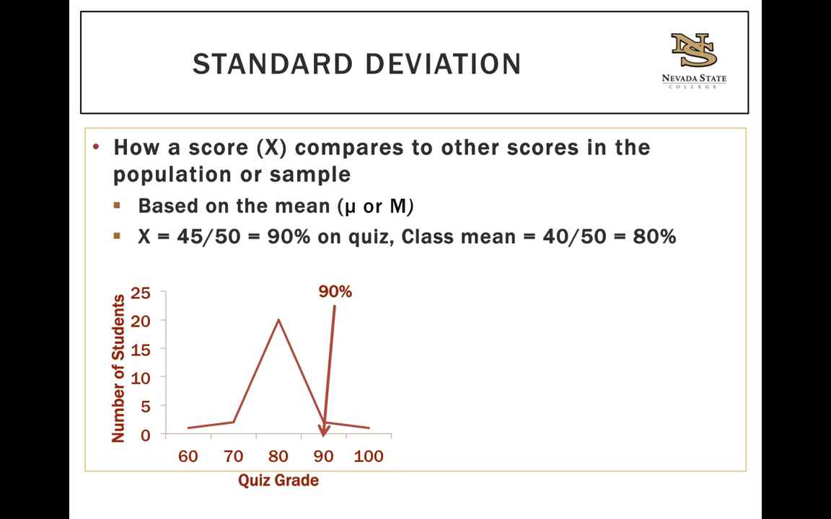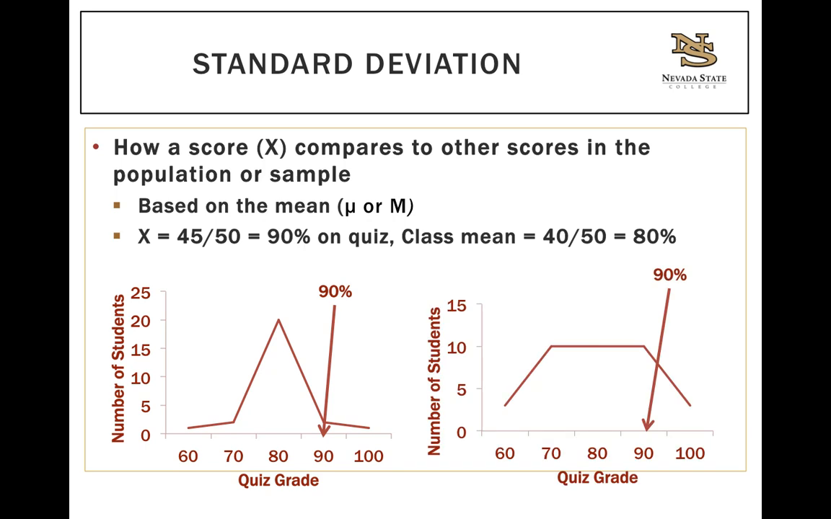However, if the variability were higher, in the sense that the scores were more spread out around the mean, this means that a lot more students than in the previous graph got above a 90% on that particular quiz. So as you can see, the variability tells us where one score, in this case 90%, is in relation to the other scores.